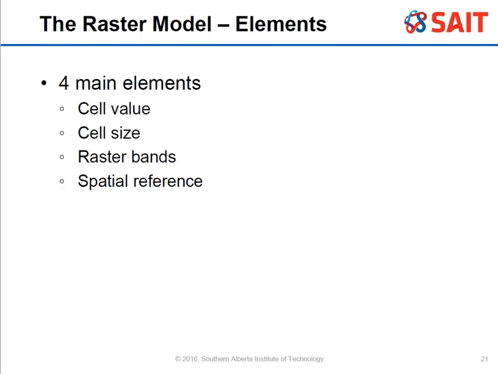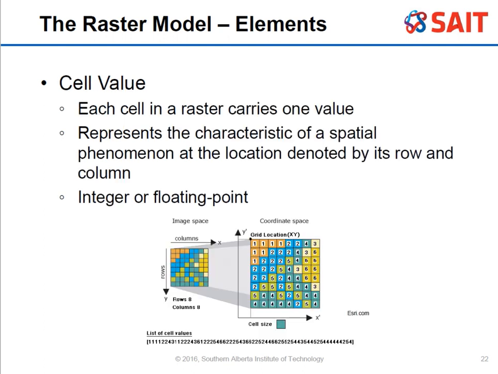So there are 4 main elements in a raster model. We have the cell value, we have the cell size, we have something called raster bands, and we have the spatial reference itself. So I'm going to go through each of these as we move through here and then just explain them a little bit more.